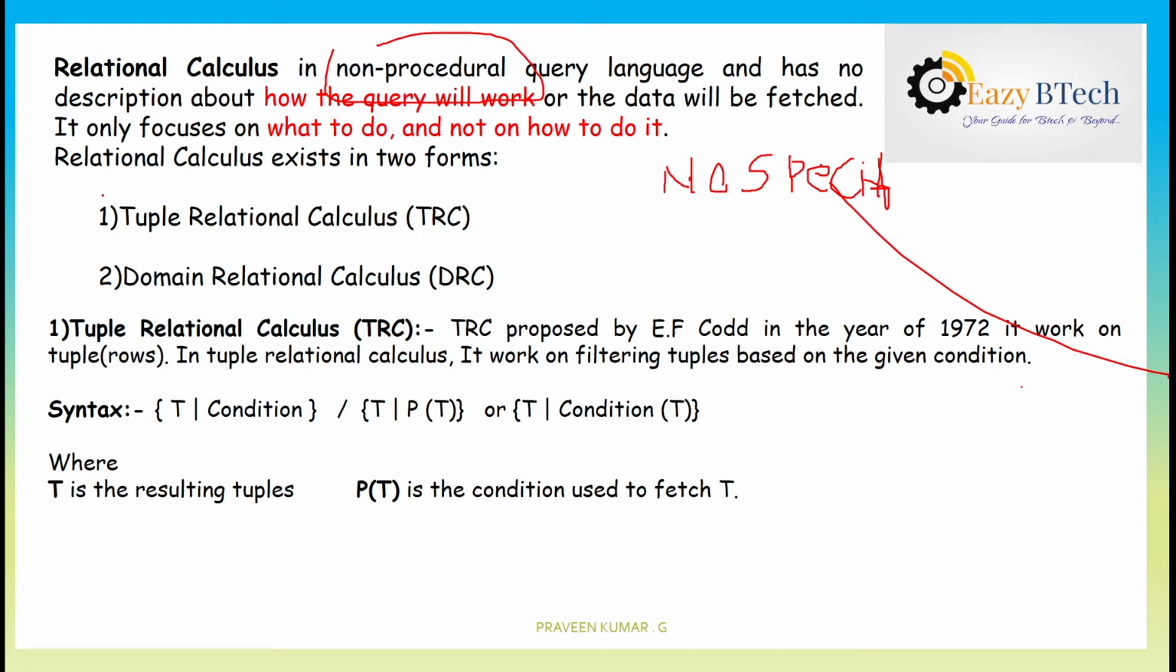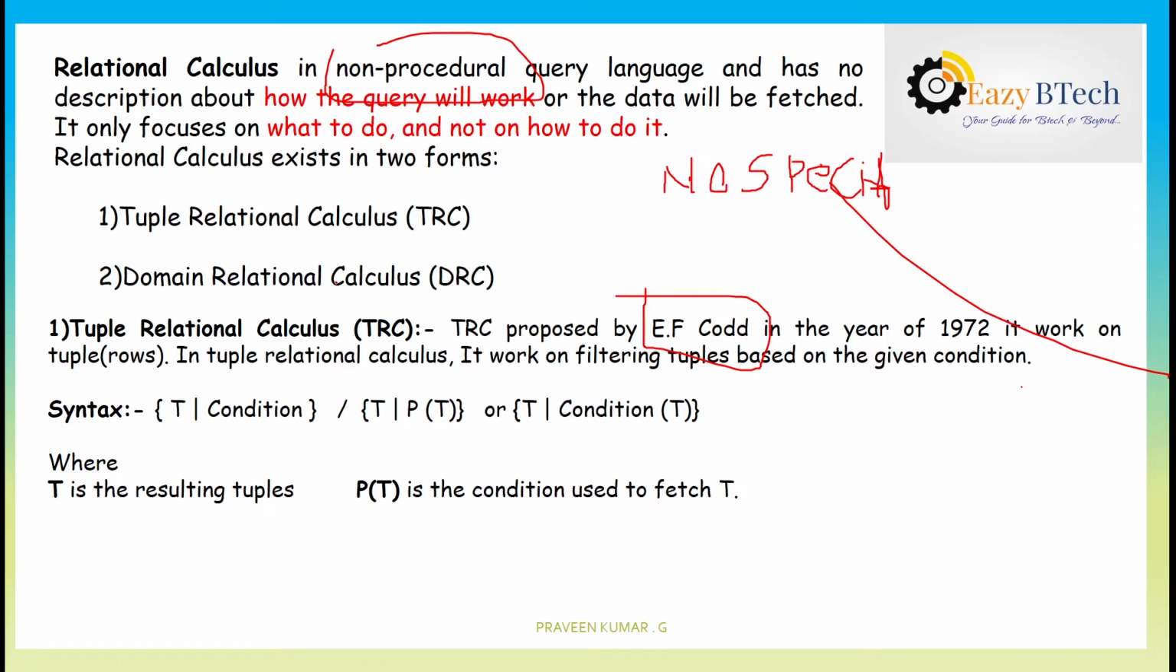What is the tuple relational calculus? The tuple relational calculus was proposed by E.F. Codd. I think you already remember E.F. Codd. Who is E.F. Codd? E.F. Codd developed a data model. What type of data model? The relational model. Right now around 60 to 80 percent of companies are using the relational model only. The same E.F. Codd introduced TRC, tuple relational calculus.